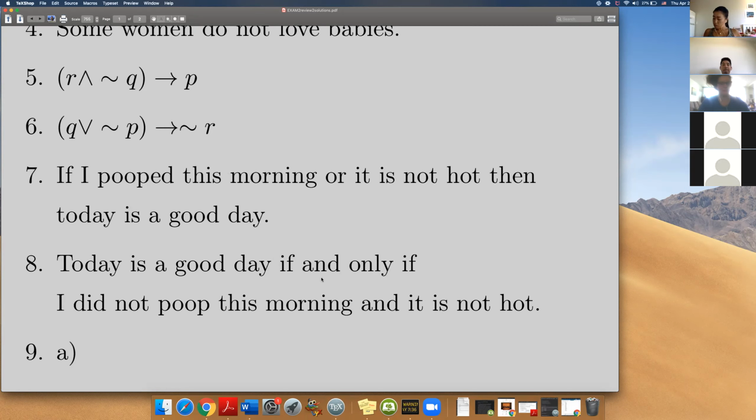Okay. What if I put "today is a good day if I did not poop this morning and it is not hot"? So that would only be one half of the double arrow. Oh, okay. You need the "only if" for the other half of the double arrow. So it will be needing "if and only if." Yeah. Right. You need the "if and only if."